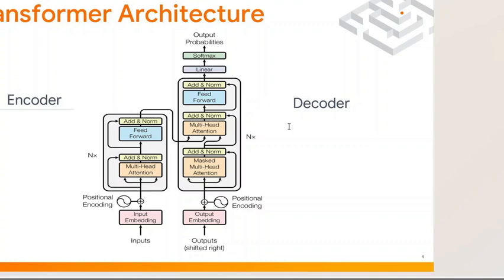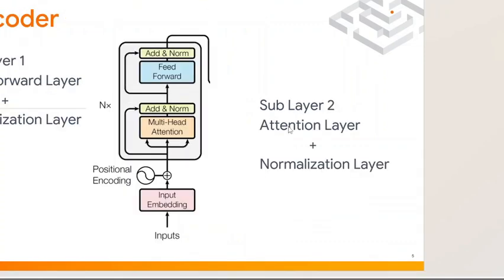For those who are not familiar, so they can also get the understanding. In the encoder, we have two main components. The first sub layer has the feed forward layer, where all the processing is applied, and further we have the normalization layer. Obviously, the normalization is applied on that. Then on the second sub layer, we have the attention layer.